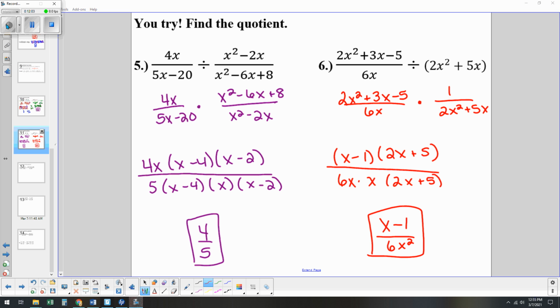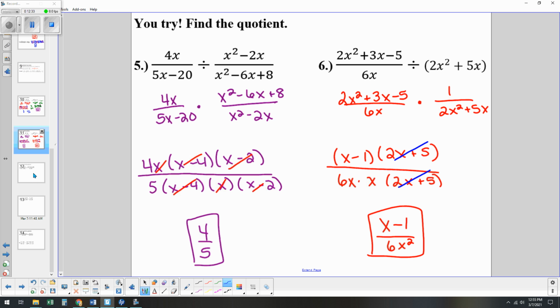All right, so number 5, I end up with 4 over 5 because x minus 4 cancels with x minus 4, x minus 2 with x minus 2, and this x here with this x here. So just 4 over 5 is left. And in number 6, the 2x plus 5 here cancels with the 2x plus 5 here. So the top I'm left with x minus 1, and the bottom I had 6x times x. This is the only time we're ever going to actually multiply them and write 6x squared.